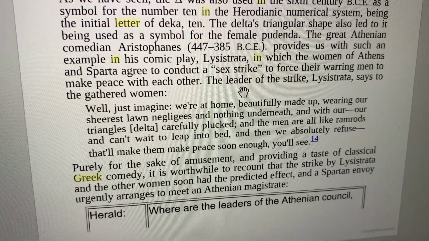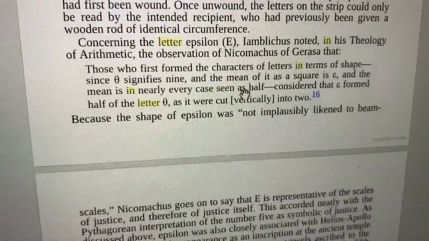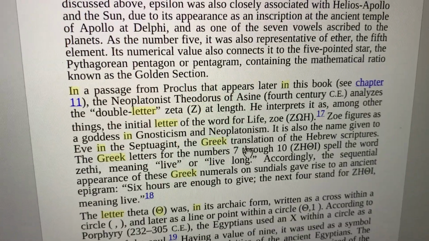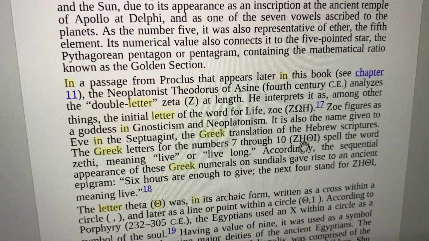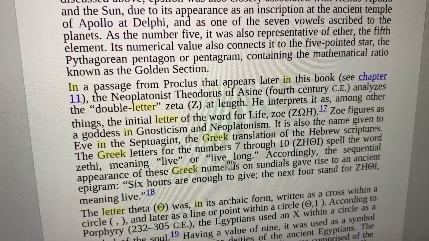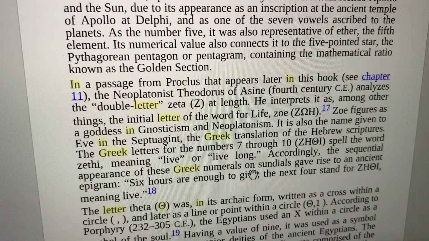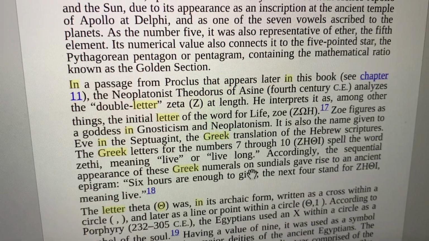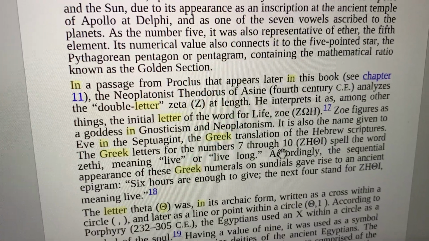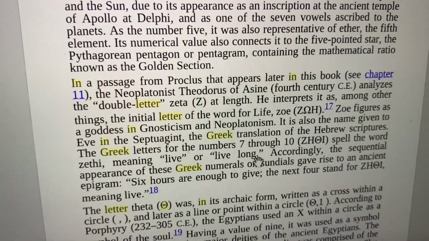let's go here. I think there was just one more part I wanted to show you. Okay, here. Now, the Greek letters for the numbers 7 through 10 spell the word zethi, meaning live or live long, according to the appearance of the Greek numerals. So isn't that kind of weird that they're naming the, you know what, and 7 through 10 of those have to do with living long. And they didn't pick the ones that live long.